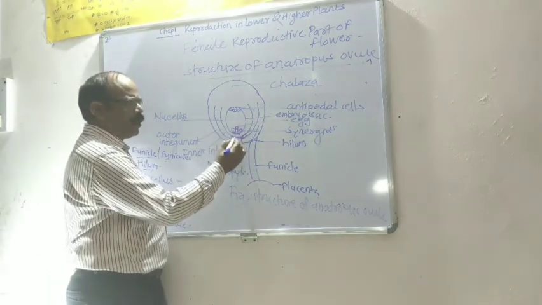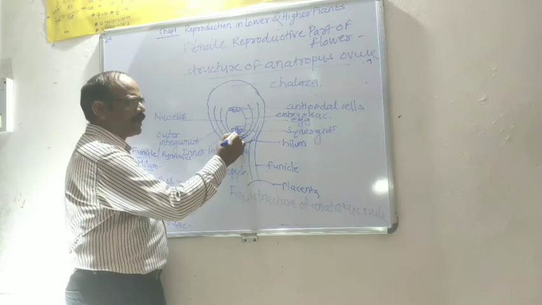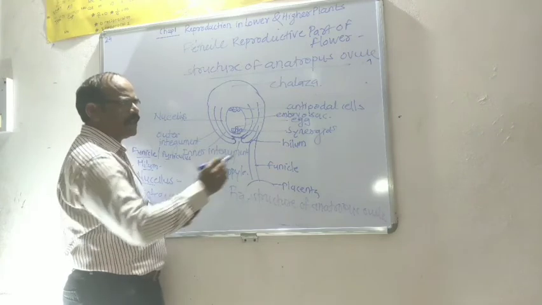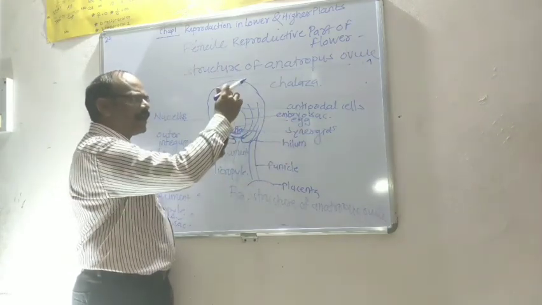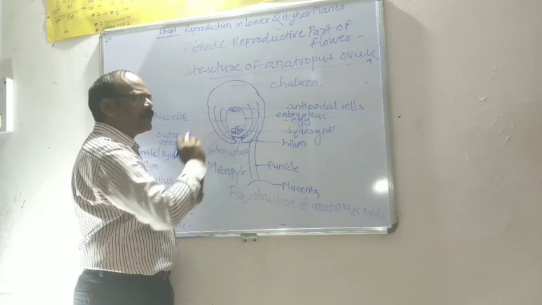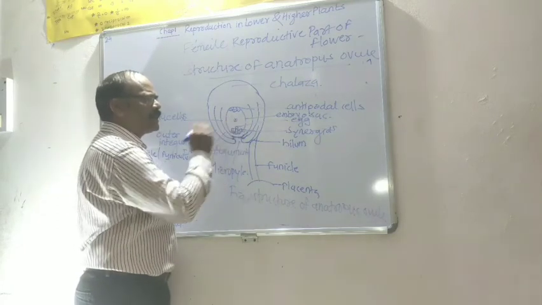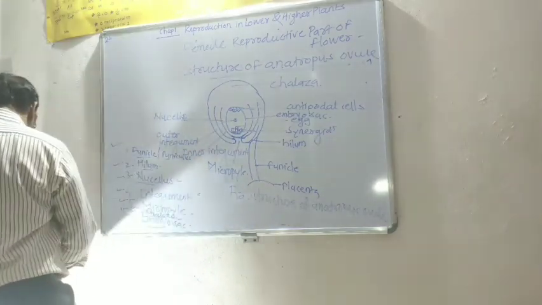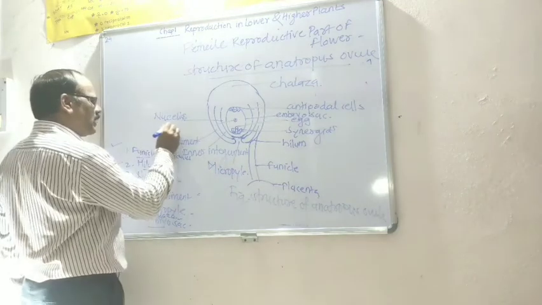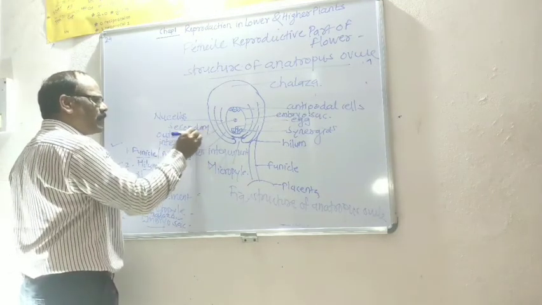In the embryo sac, toward the micropyle side, the central egg cell is present and two lateral synergid cells are present. Together they are called the egg apparatus. At the chalaza part, three antipodal cells are present. And in the middle there is the secondary nucleus.